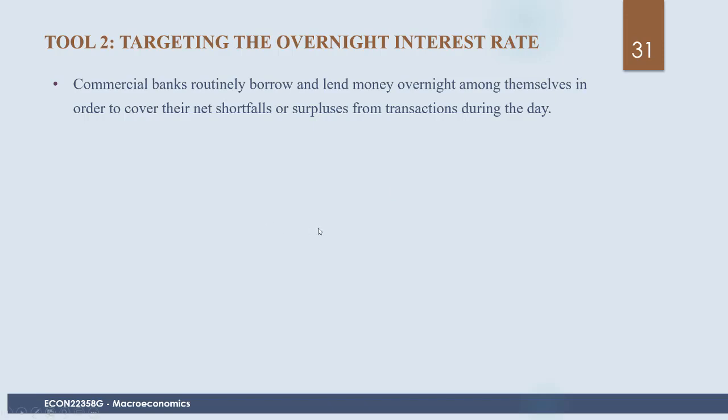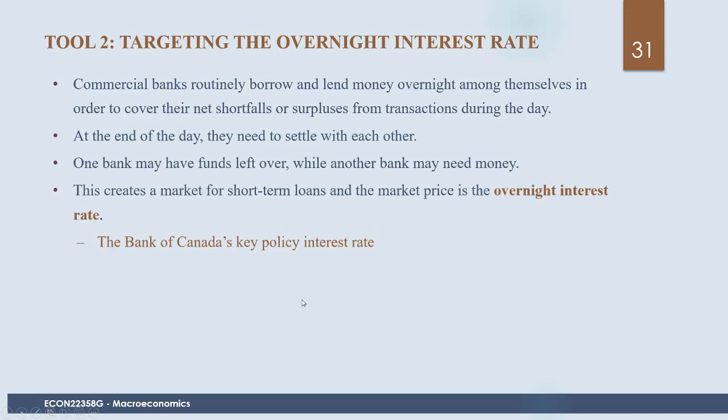So there's a supply and demand of funds in this overnight market. Again, at the end of the day, they need to settle with each other. One bank may have funds left over while another bank may need money. The banks that have money left over can supply that, and other banks who need money will demand that. So you have supply and demand. It's a market, just a very short-term overnight market for one-day loans. And so the price in this market is the overnight interest rate.